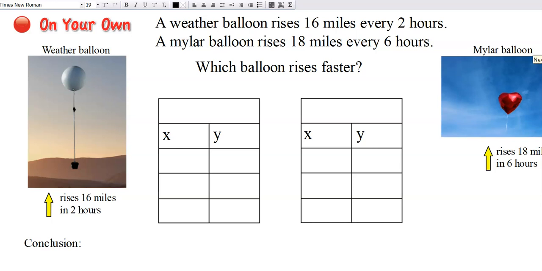Okay, so the last OYO is looking at a weather balloon and a Mylar balloon that is rising up in the air.